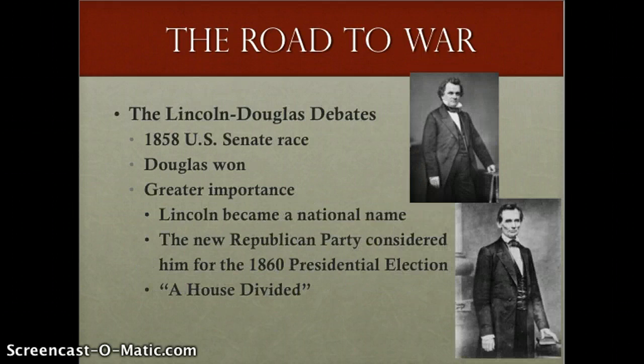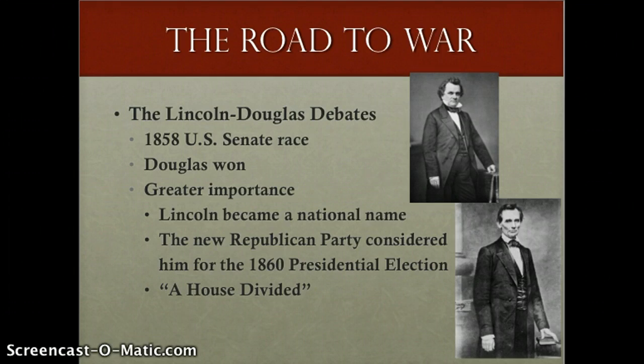Our next event that leads us closer to the beginning of the Civil War were the Lincoln-Douglas debates. Stephen Douglas, the individual on top, was the Democratic senator from Illinois. The Republicans, a new political party, nominated Abraham Lincoln to run for Senate. The two agreed to hold 7 debates in various districts throughout Illinois, debating a number of issues, but the most important was the issue of slavery.